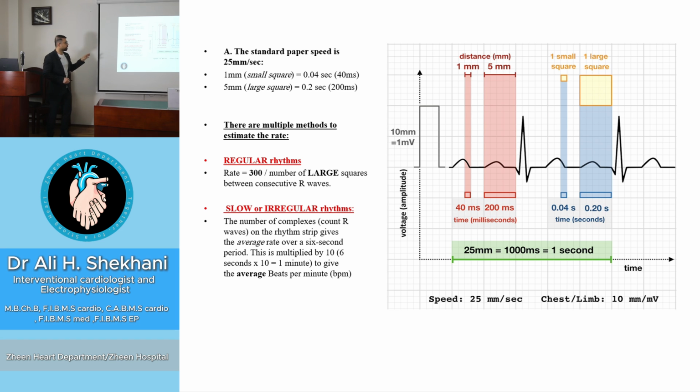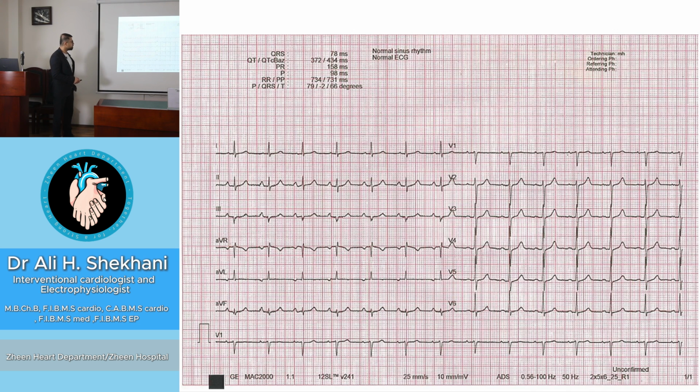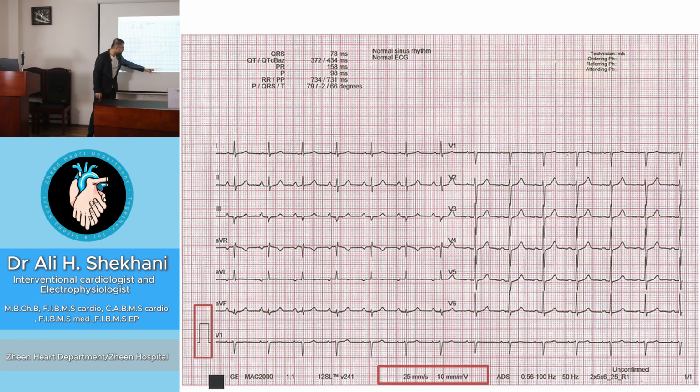And this is the paper speed. The speed of the ECG is around 25 millimeters per second. This is a calibration you have to know, and the voltage is about 1 millivolt, or 10 millimeters, or 2 large squares. It is important to know the calibration of the ECG. This is a normal ECG. You can see here the speed is 25 millimeters per second and about 10 millimeters voltage. Why is it important?